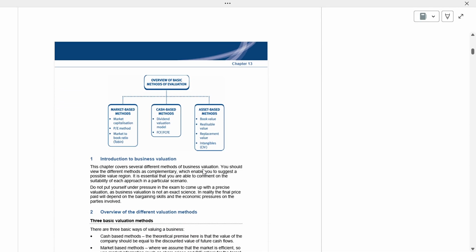Now, overview of the methods. Whenever you want to stop, tell me, okay, I will be here. But I will stop after 10 minutes maximum.